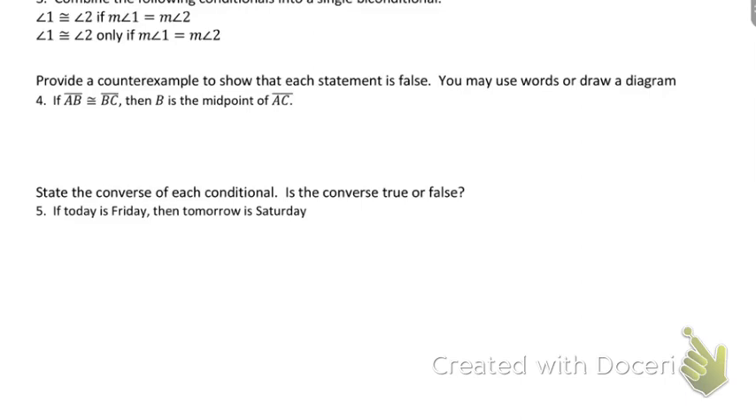Now in that bell work, most of you said that was a true statement, that it had to be true. But if you remember, I did a drawing that looked like this, where I made this A, B, I made this C, and I made AB congruent to BC. This is a false statement, and this is our counterexample. AB equals BC, but B is not the midpoint of AC.